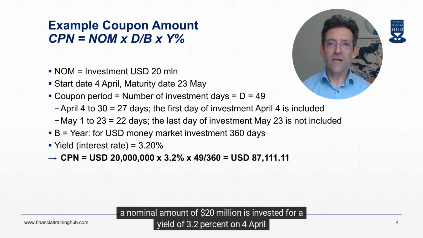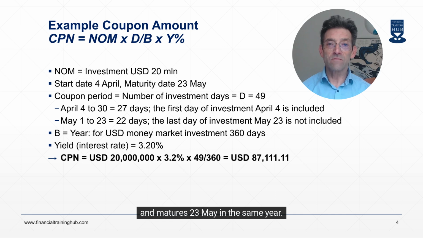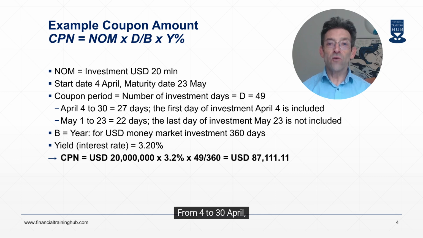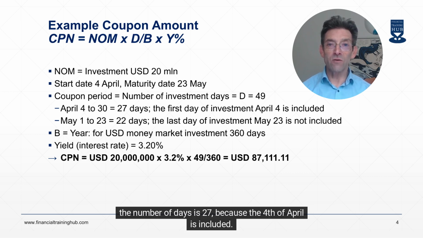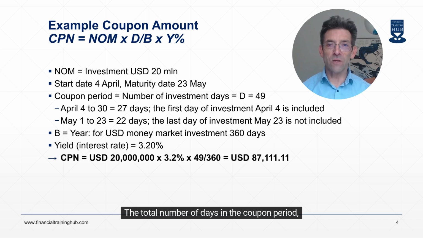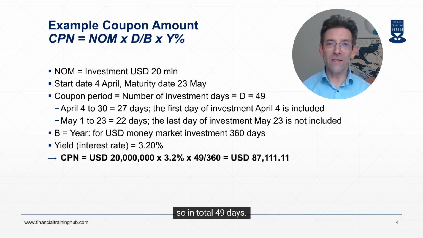In this example, a nominal amount of $20 million is invested for a yield of 3.2% on the 4th of April and matures on the 23rd of May in the same year. In order to calculate the interest amount, first the number of days for the coupon period has to be determined. From the 4th to the 30th of April, the number of days is 27 because the 4th of April is included. From the 1st to the 23rd of May, the number of days is 22 because the last day, May 23rd, is excluded. The total number of days in the coupon period, shown as D in the formula, is therefore 27 plus 22 days, so in total 49 days.